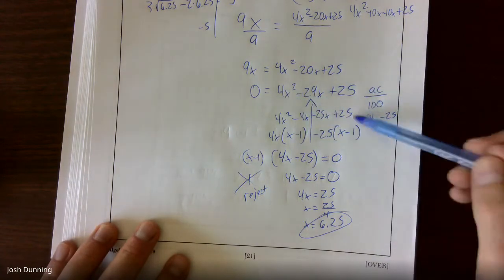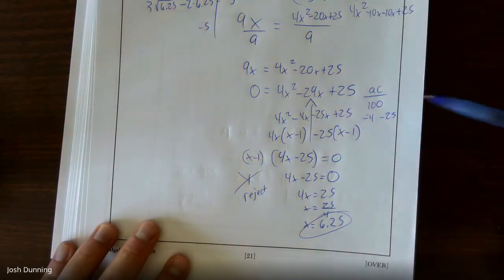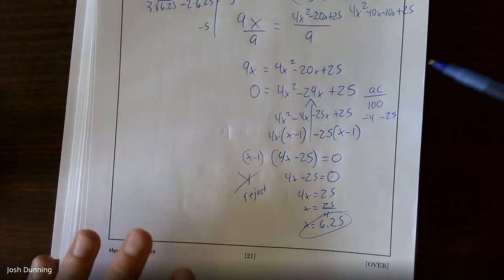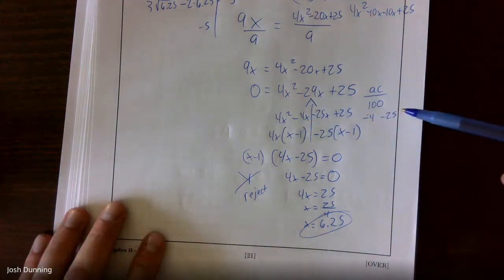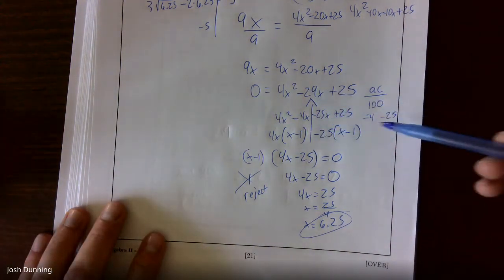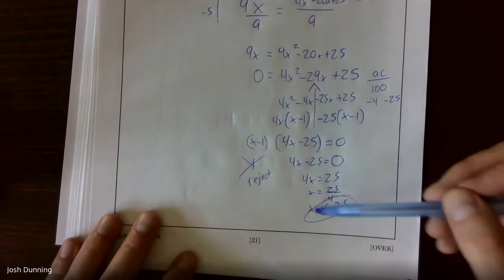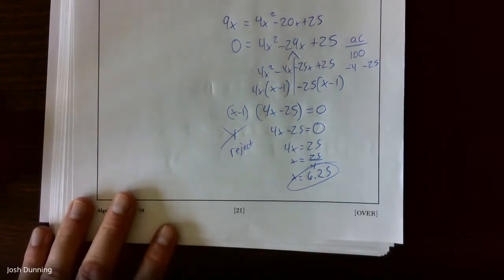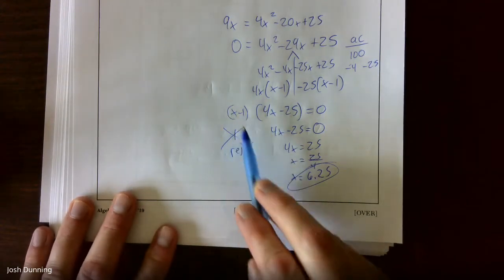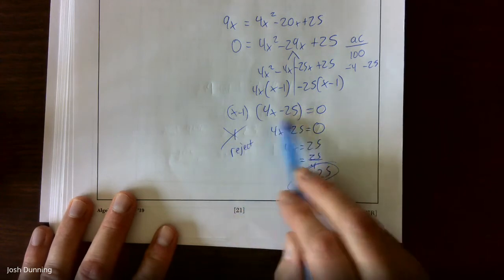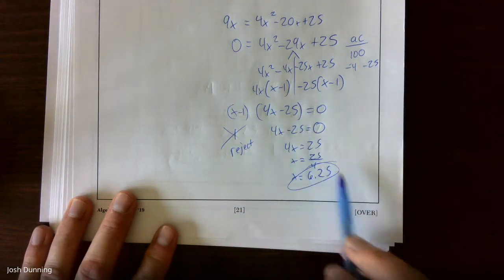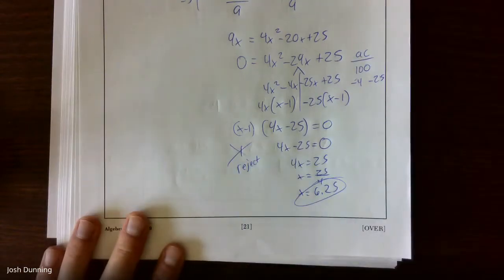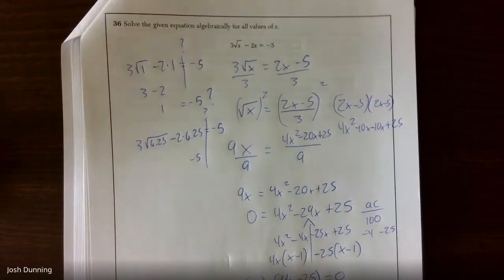So AC factoring here, like I said, 4 times 25, 100. And 4 plus 25 is 29. Easy to find the factors. Factor that out. Go through that whole process. No number on that factor. You can just write 1. For this one, you got to write the equation out. The checks, the 1 doesn't work. 6.25 does.